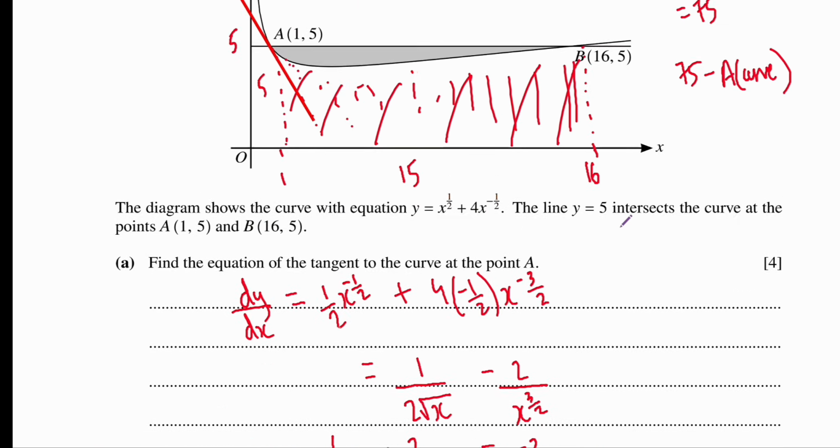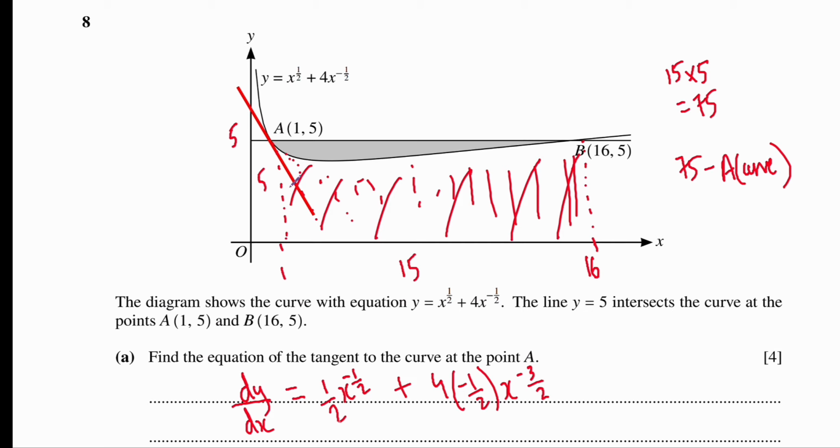And in this case, it was easy to recognize that it was a rectangle. So we could calculate the area of the rectangle however we know how to do it. So just base times height, and then subtract the area of the curve from there.